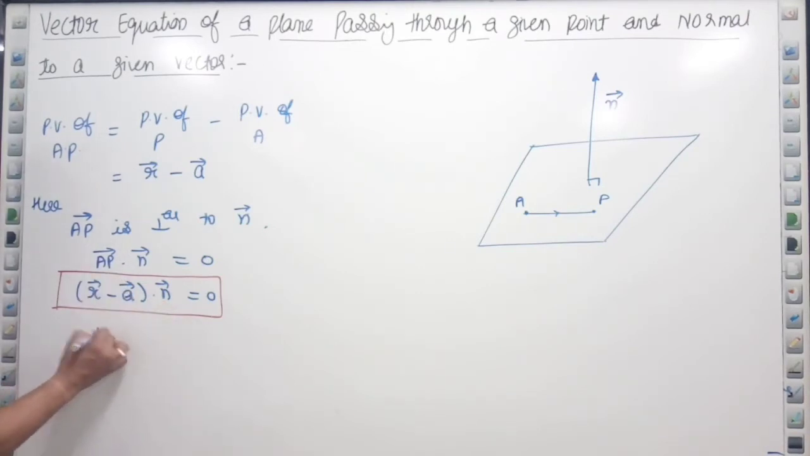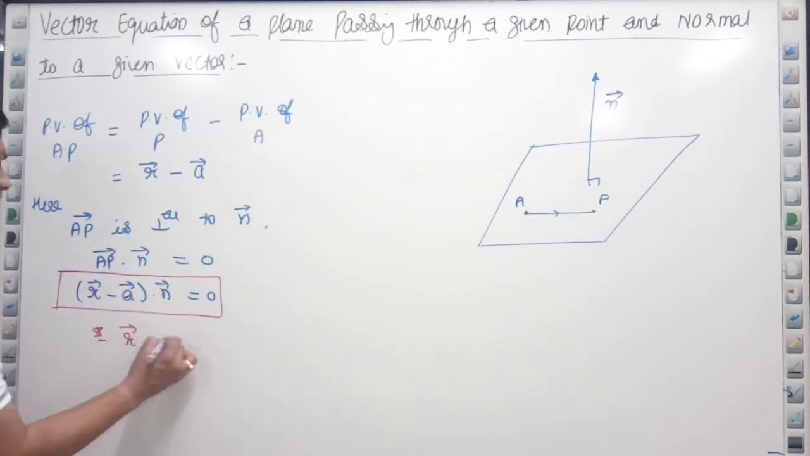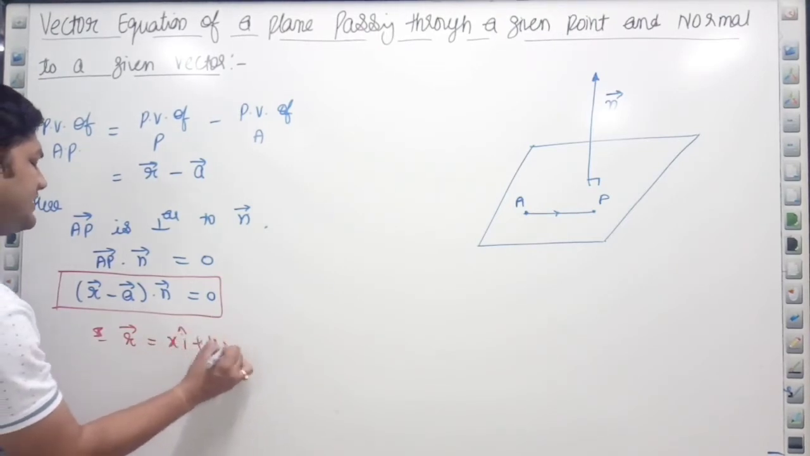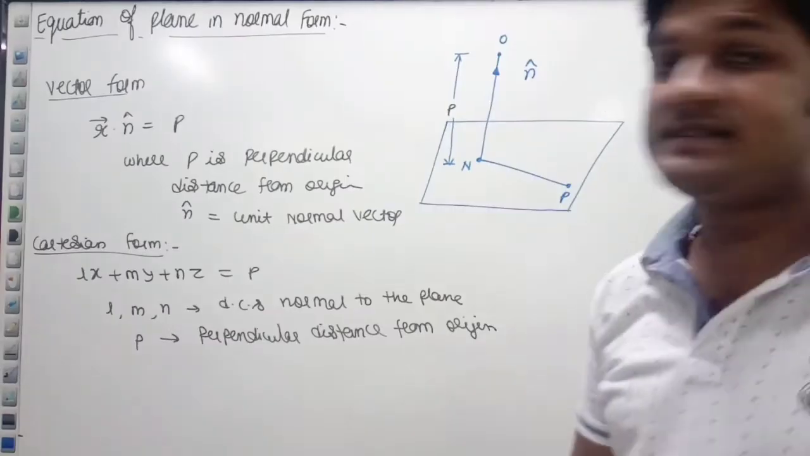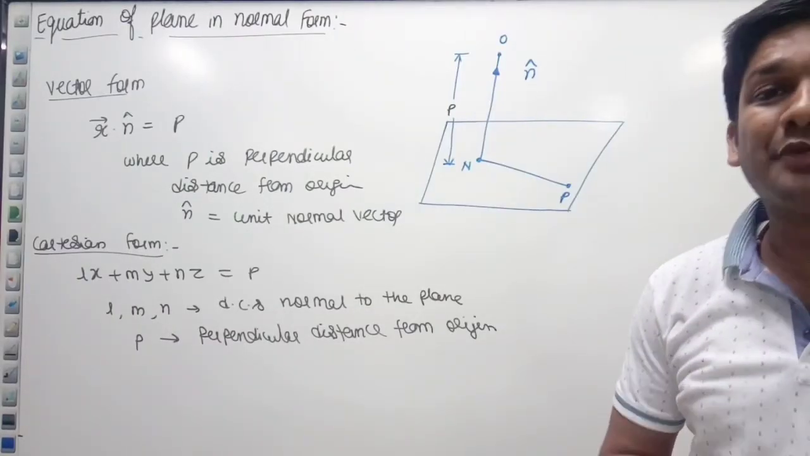Right? Here keep in mind, don't get confused. What is r? r is xi plus yj plus zk. It denotes a random point on the plane. Next, the equation of plane in normal form.